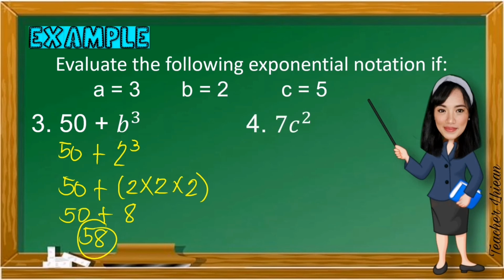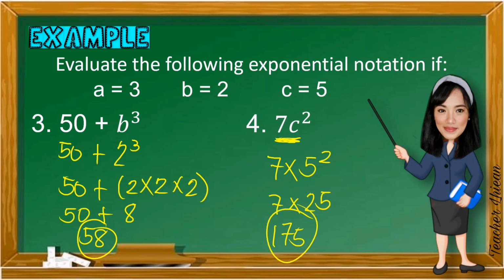Last example, number 4, we have 7 times C raised to the second power. Sabi ko nga kanina, kapag magkadikit, ang operation na nag-i-exist dyan ay multiplication. So, we have 7 times value ni C, which is 5, raised to the second power. So, let us multiply. 5 times 5 is equal to 25. So, yung dalawang 5, kapag minultiply natin, it is equal to 25. So, 7 times 25 is equal to 175. So, the answer now is 175.